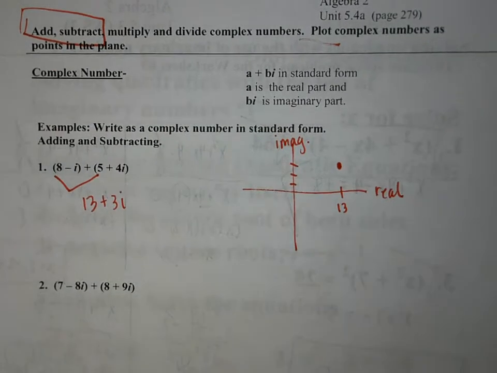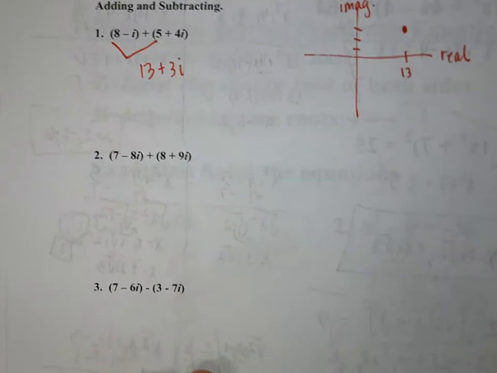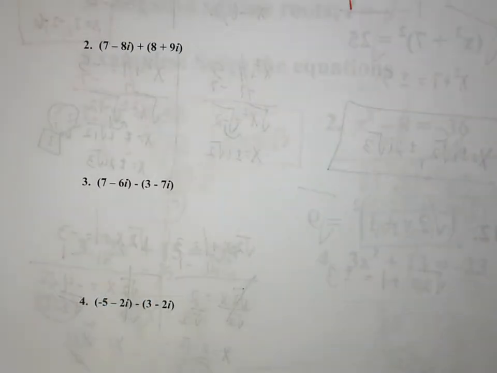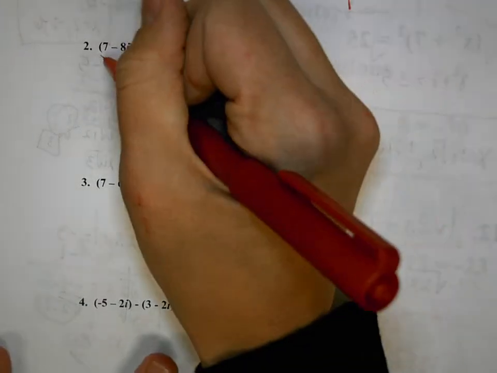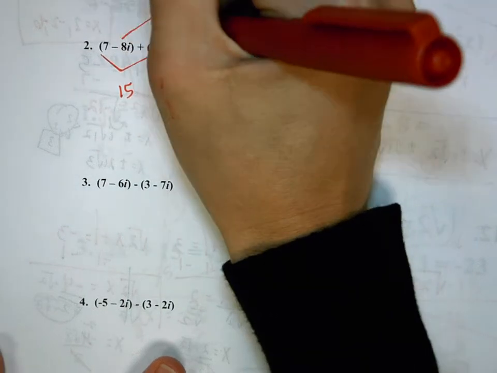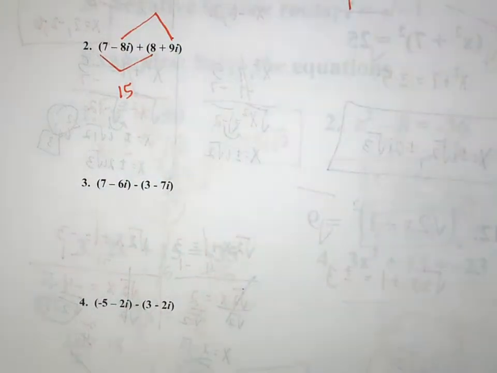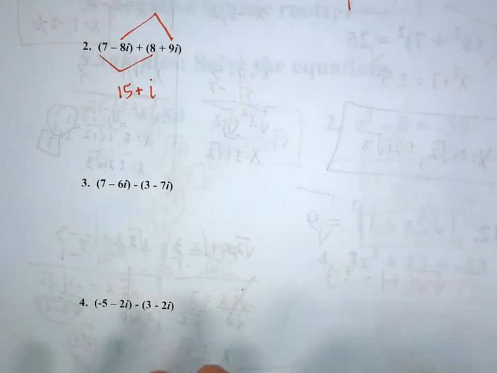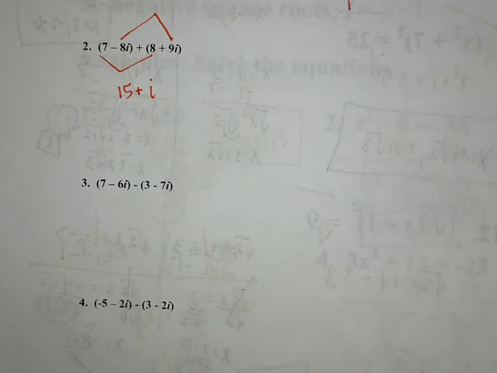Okay, example 2. We're going to move on, because if you didn't get it on the first one, hopefully by the second one you're going to be okay. So, 7 plus 8 is how much? 15. Negative 8 and a positive 9 is how much? Plus 1i, or I could just write that as i. Either way, that is okay.